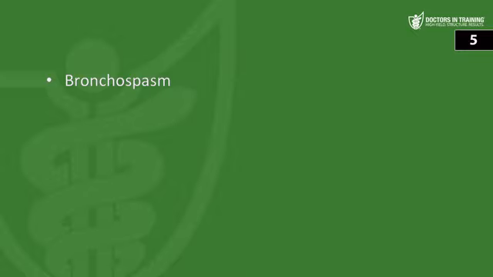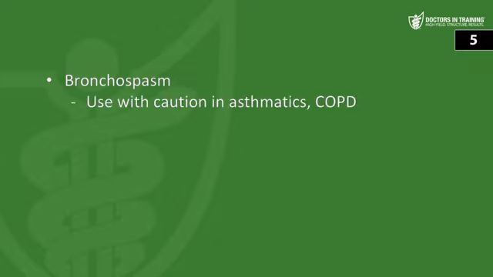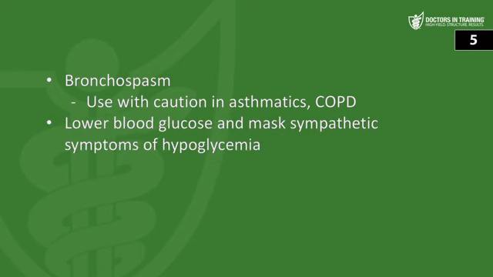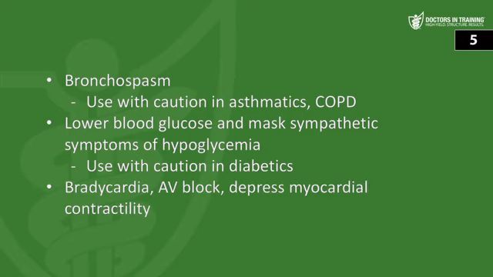First, we have that bronchospasm or bronchoconstriction. So you never want to give a non-selective beta blocker to someone who has uncontrolled asthma or COPD. And in general, you probably want to use caution with all beta blockers in these patient populations. Next, beta blockers can lower the blood glucose, maybe slightly. Probably more importantly, they can mask the sympathetic symptoms of hypoglycemia. So you need to use caution when you're giving these beta blockers to diabetic patients. And then next, you can cause things like bradycardia, you can cause AV block, and they can depress myocardial contractility. So you want to use a lot of caution using beta blockers in patients with CHF or patients who have bradycardia.